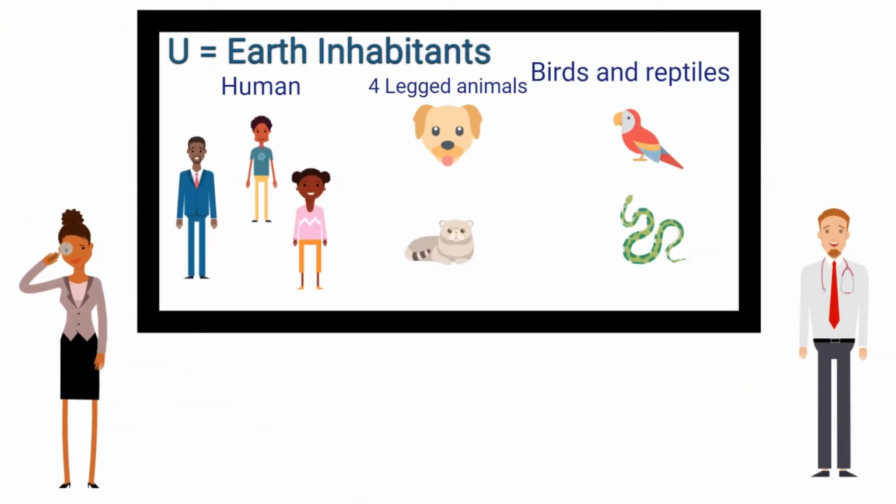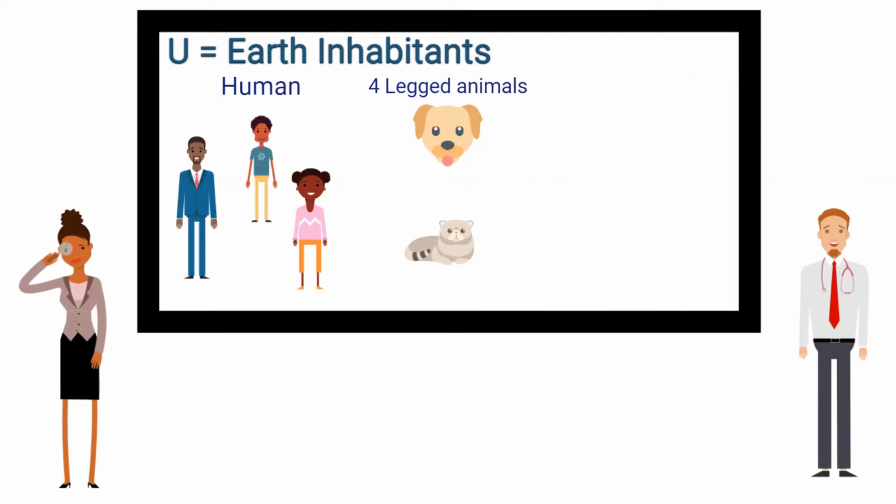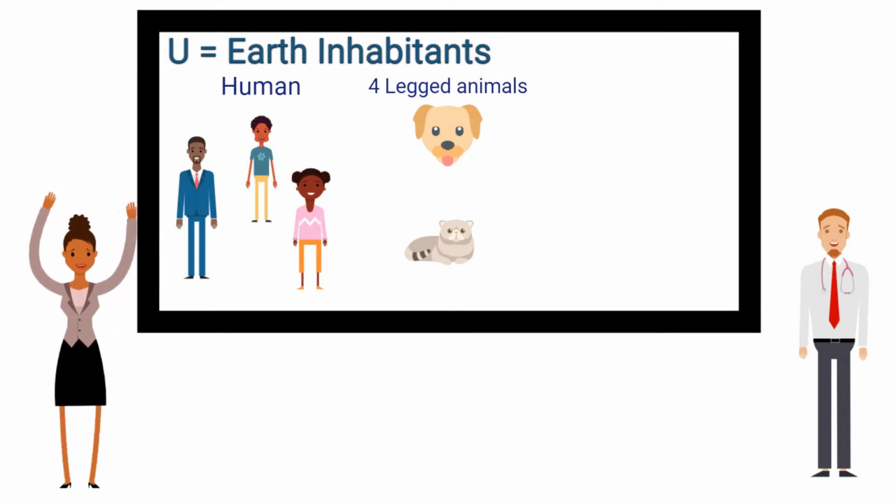If we clearly state that the universal set contains Earth inhabitants which are only either human or four-legged animals, this would help remove the ambiguity from the definition of the universal set. The complements of A are now the same for both Jane and John.